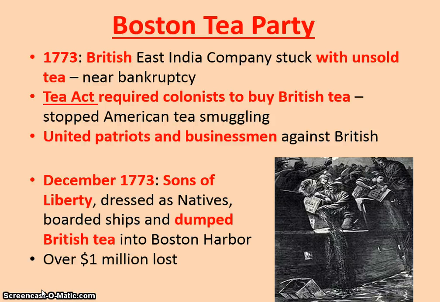However, it angered the colonists, and it united patriots with the businessmen, many of whom were actually smuggling this tea and profiting from it. So the patriots and businessmen united against the British. In December 1773, about 60 of the Sons of Liberty, dressed as natives, boarded these ships and dumped the British tea into Boston Harbor, at a loss of over $1 million in product.